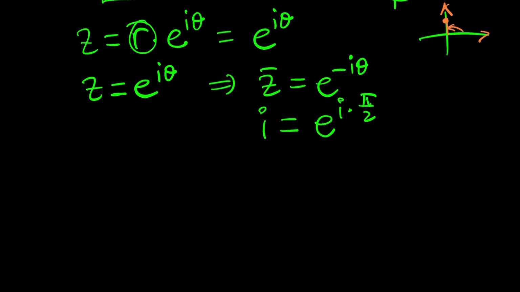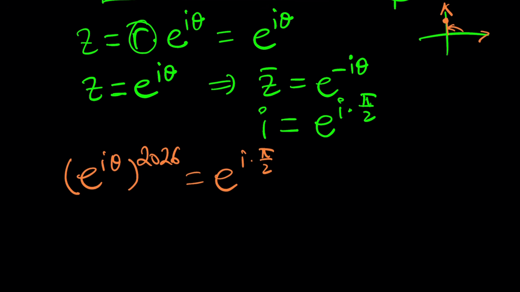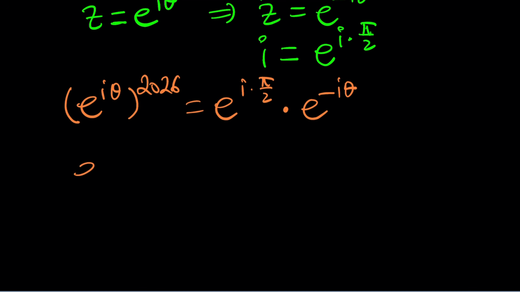Now, let's go ahead and plug in everything. Of course, we're going to take z, e to the i theta, and then raise it to the power 2026. And that's going to equal i times z bar. And i is going to be e to the power i pi over 2, and z bar is just going to be e to the power negative i theta. Great. Now let's put it all together. This is going to give us e to the power i times 2026 theta is equal to e to the power i times pi over 2 minus theta.